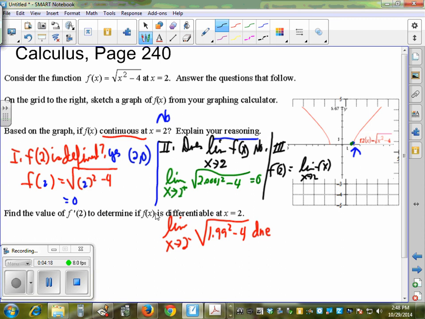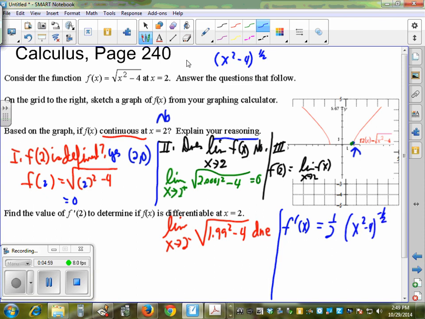All right, we also want to know if it's differentiable at 2. That's easy. Okay, first of all, just looking at the graph, if the limit does not exist there, we know the derivative cannot exist there. But let's prove it by using our derivative. The derivative, that's x squared minus 4 to the half. That's half, x squared minus 4, to the negative half.